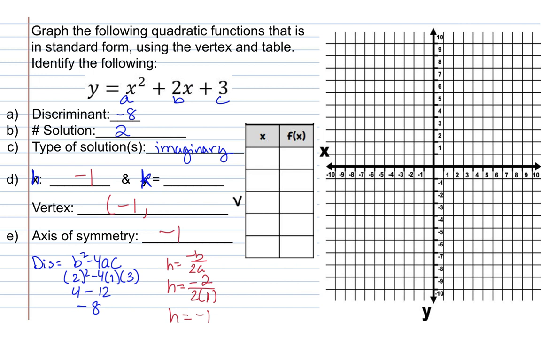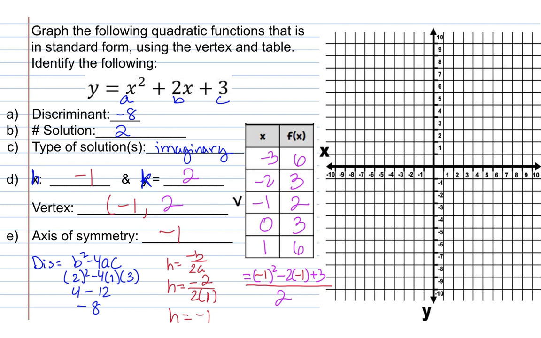Now we're going to find our K, and we're just going to plug into the equation. So we're going to have negative 1 squared plus 2 times negative 1 plus 3. This is what I'm going to put in my calculator, and your answer should be 2. So that means this is 2, this is negative 1 and 2. And that means then this is going to be 0 and 1, negative 2, negative 3. For 0, we're going to get 3, so that means this is 3. And for 1, we're going to get 6, so that means this is 6.